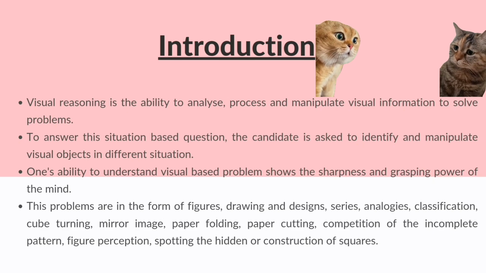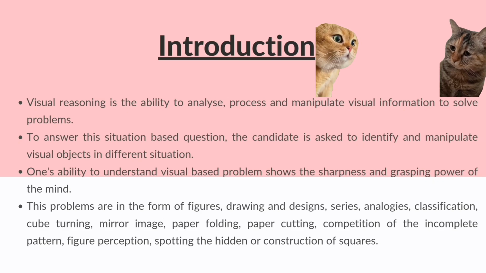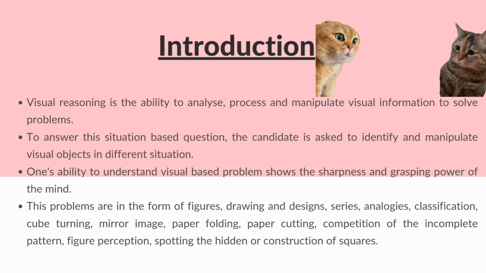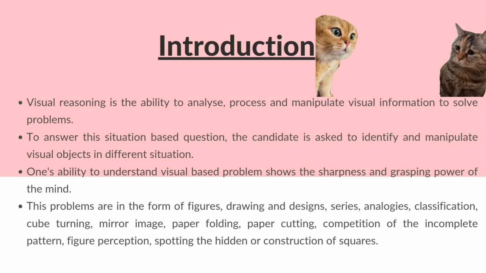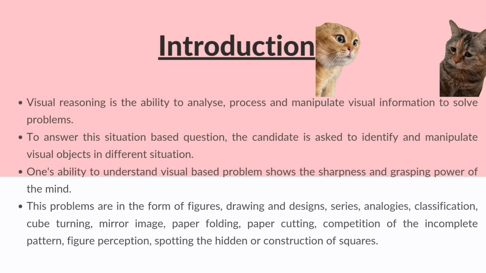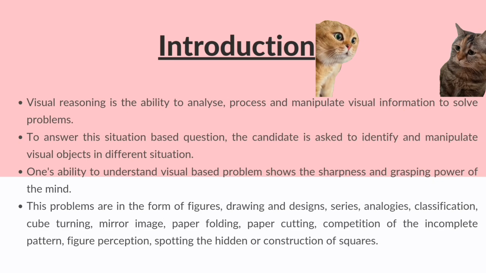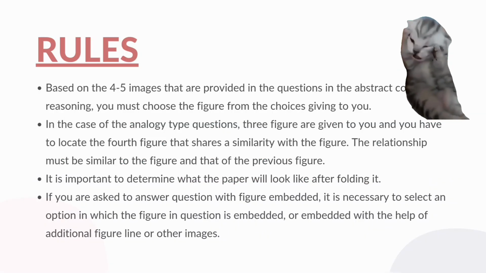In cube turning questions, you will have 2 to 3 sides of a cube and they will ask you what's the number behind this number. So you have two views of your cube. In one view you have 3, 5, 4 and in the other view you have 6, 2, 1. Then what's behind 2 and 1? So you have to basically answer that in a cube turning question. Mirror image: they will give you an image and they will ask which image is going to be most appropriate for this image.